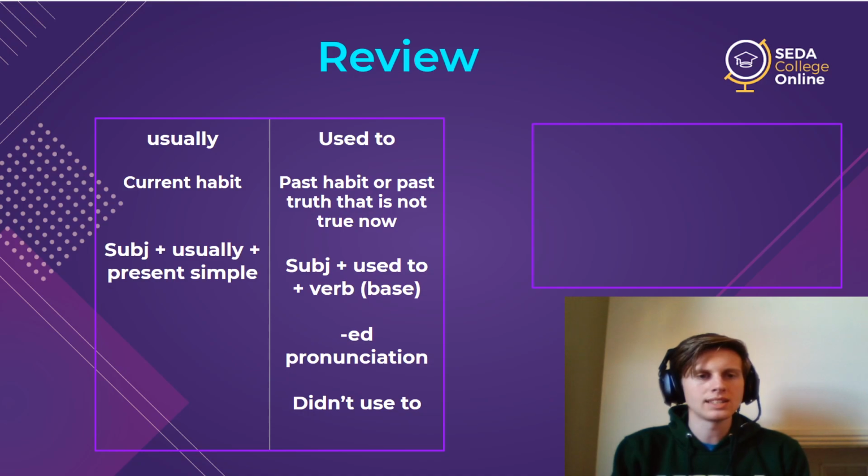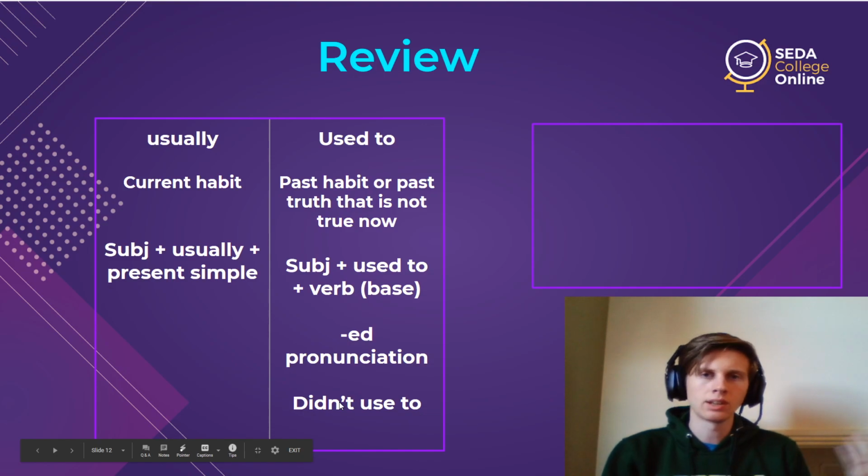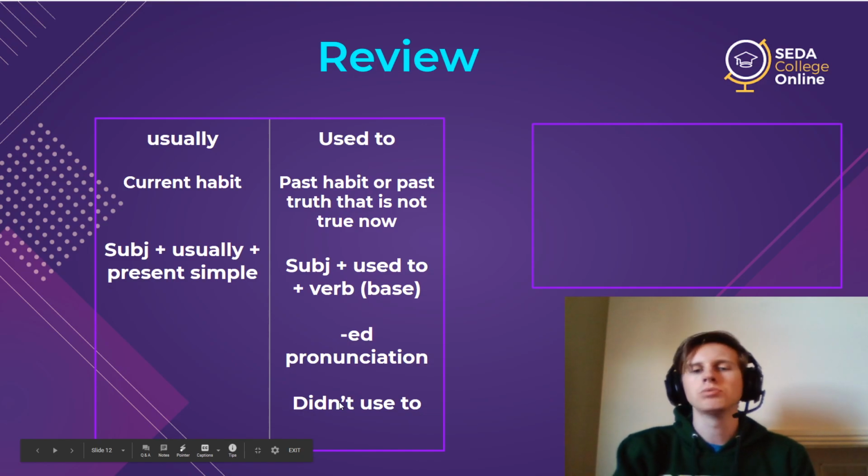But to summarize everything, we had usually, which is just for current habits. You can use normally or currently. Subject, usually, present simple, straightforward. Then with used to, it's a past habit or past truth that is not true now. And then didn't used to is the reverse. It's something that wasn't true in the past but is true now. Make it with subject plus used to and verb in the base.